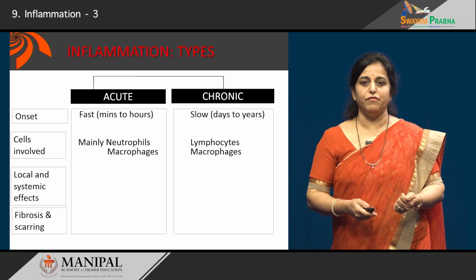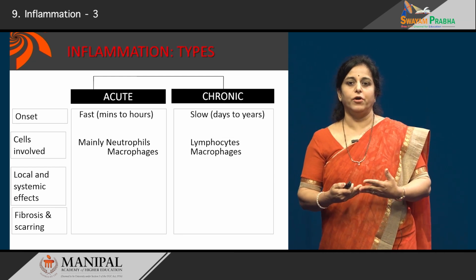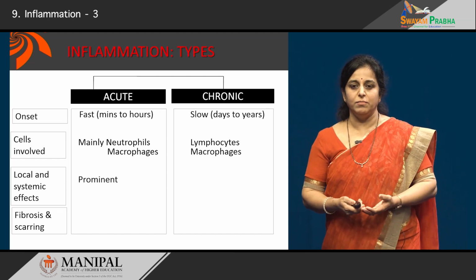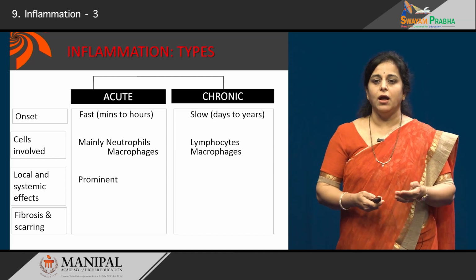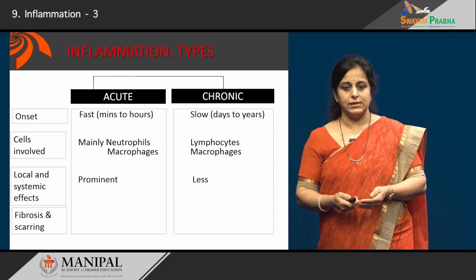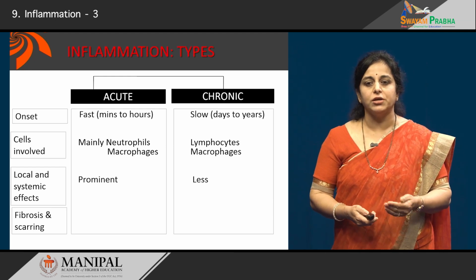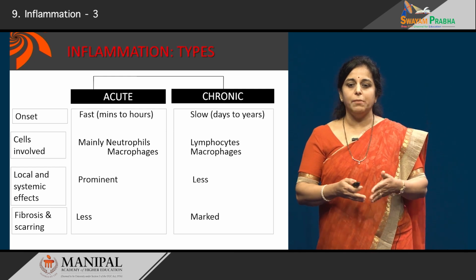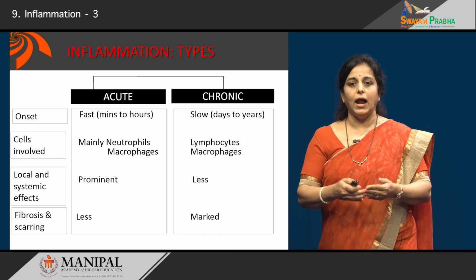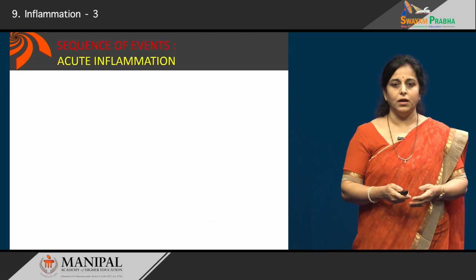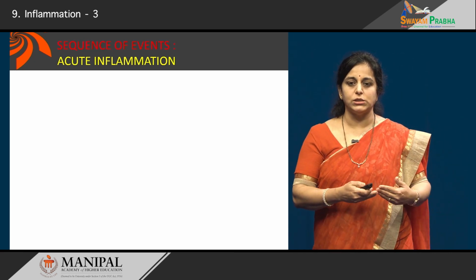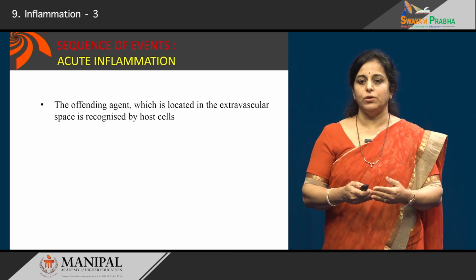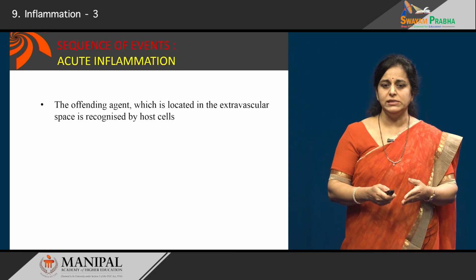Now, the local and systemic effects. When there is acute inflammation of a part of the body, for example, sore throat, in addition you have fever and other systemic signs which are prominent in acute inflammation, while in chronic inflammation it is much less. Fibrosis and scarring is a feature that you see in chronic inflammation, but it is far less in acute inflammation. So, these are the basic differences between acute and chronic inflammation. Now, what is the sequence of events? This is what we just saw in the previous slide. The offending agent, which is located in the extravascular space, is first recognized by the host cells.